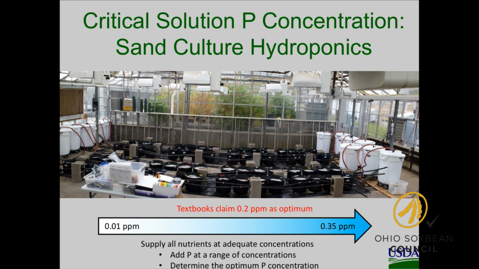We grew our plants. We started with corn and beans as a preliminary experiment last summer. We supplied all the necessary plant nutrients in adequate amounts except for phosphorus. For phosphorus, we varied the concentration from 0.01 milligrams per liter up to 0.35. And the idea was when we hit the optimum concentration, our yield will plateau, right? Very simple.